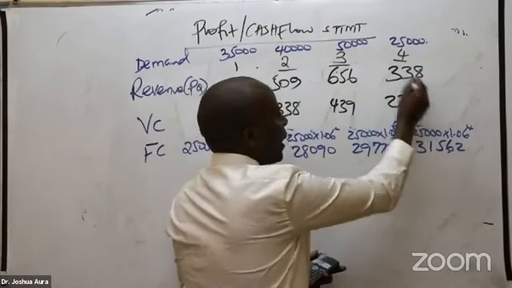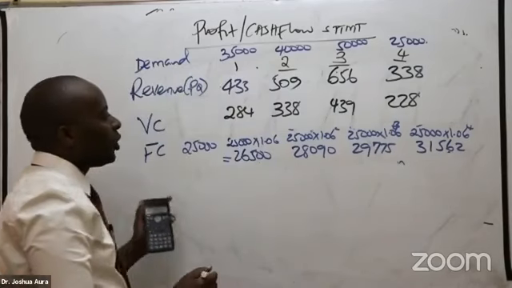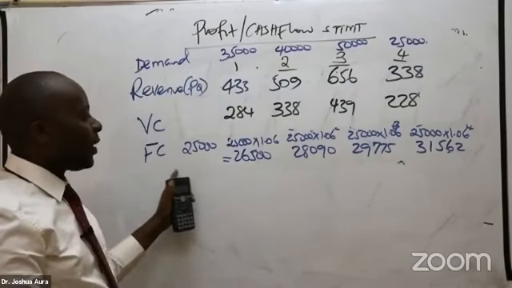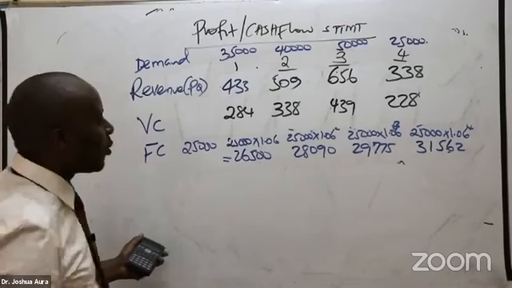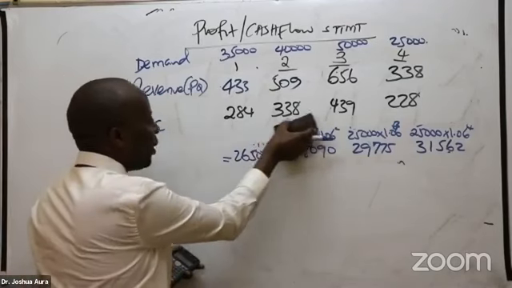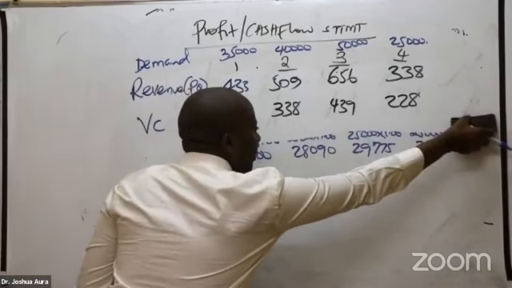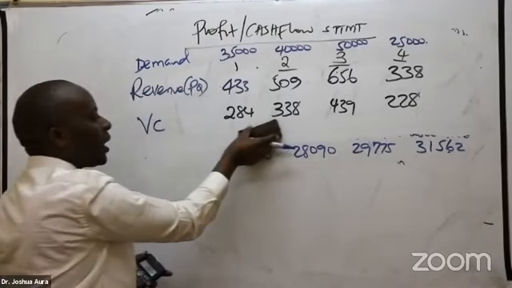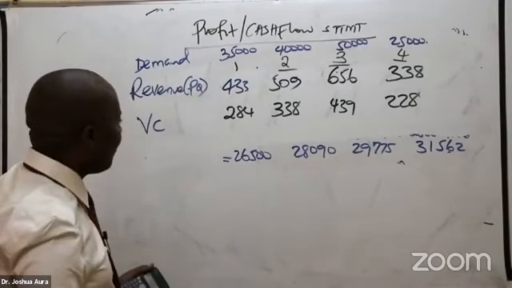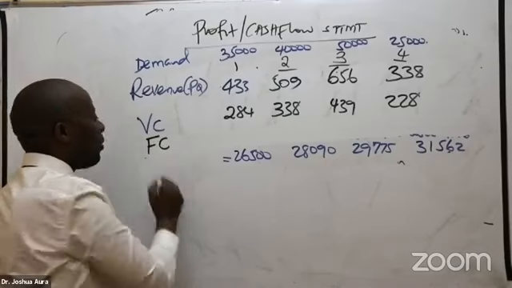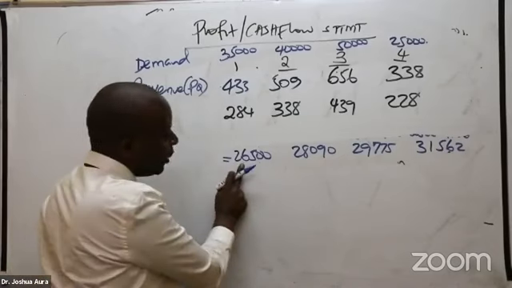228. Now from there, ladies and gentlemen, I'll come and take my fixed cost. Fortunately for fixed costs, I've got really nothing much to do. Fixed costs are lump sum expenses. The only thing I need to do is divide them by 1,000, and then write them in the form of a whole number. So this one divided by 1,000 gives me 26.5.